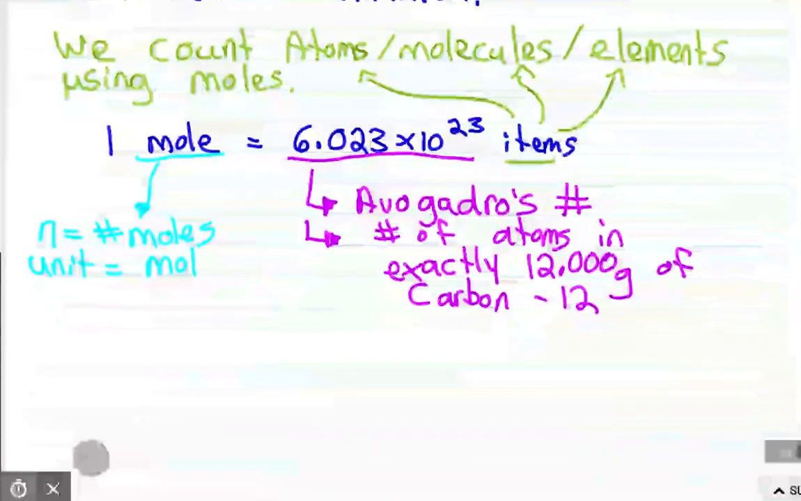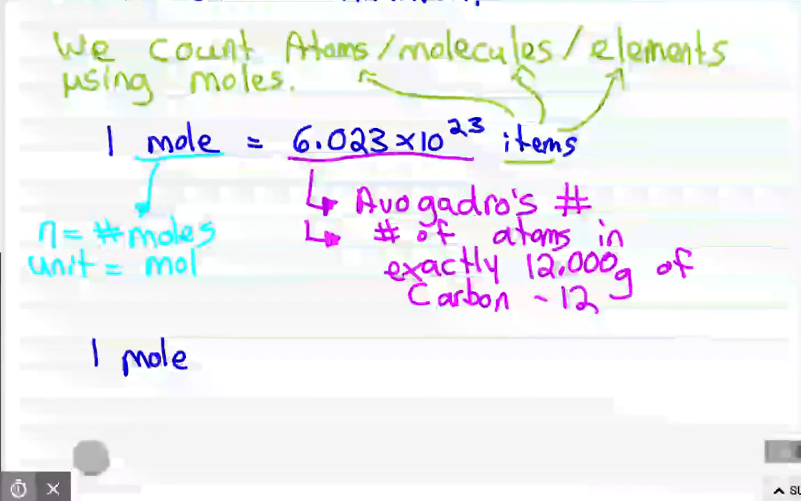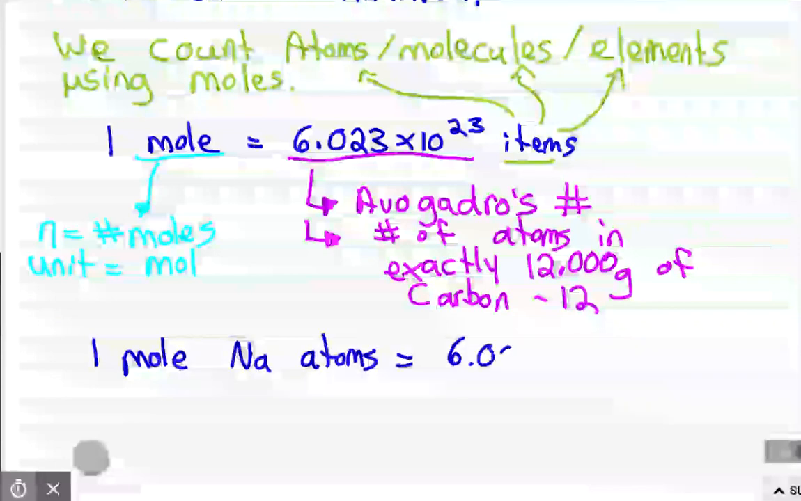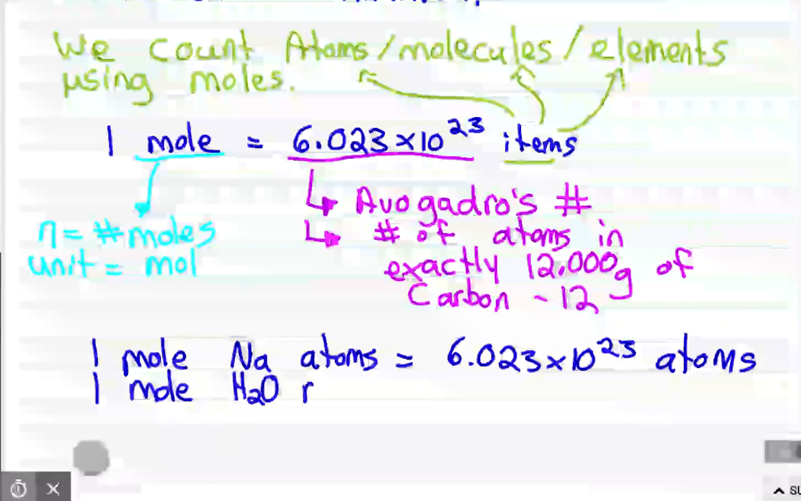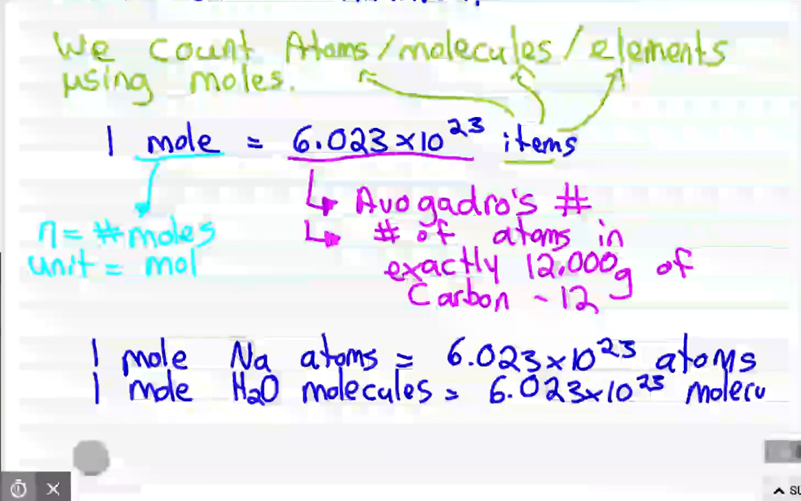So, for example, 1 mole of sodium atoms equals 6.023 times 10 to the 23 atoms. But if you have 1 mole of water molecules, you also have 6.023 times 10 to the 23, but this time you have molecules. If you had 1 mole of elephants, you would have 6.023 times 10 to the 23 elephants.